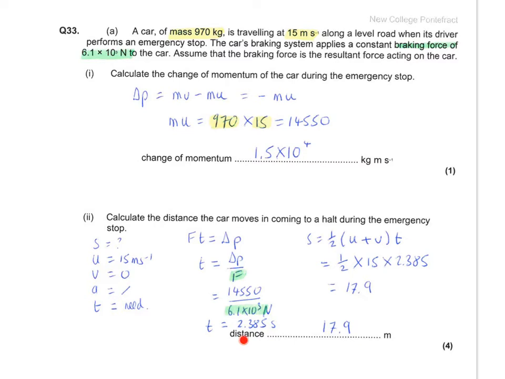This gives a value for time, which now completes our SUVAT list, enabling us to find S. So we can use the equation S equals a half U plus VT. A half times the initial velocity, the final was 0, and then multiplied by the time. This leads us to an answer of 17.9 metres.